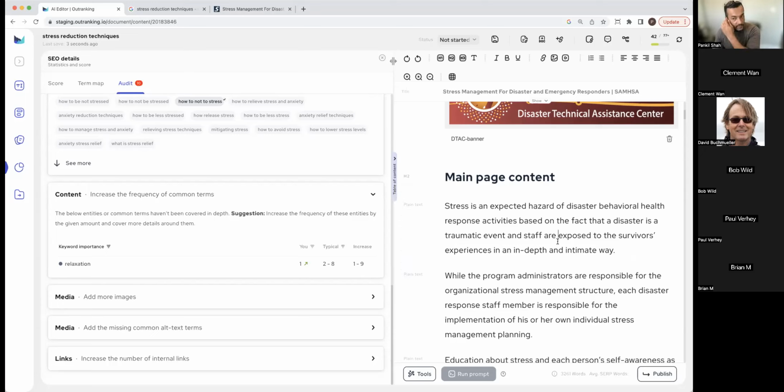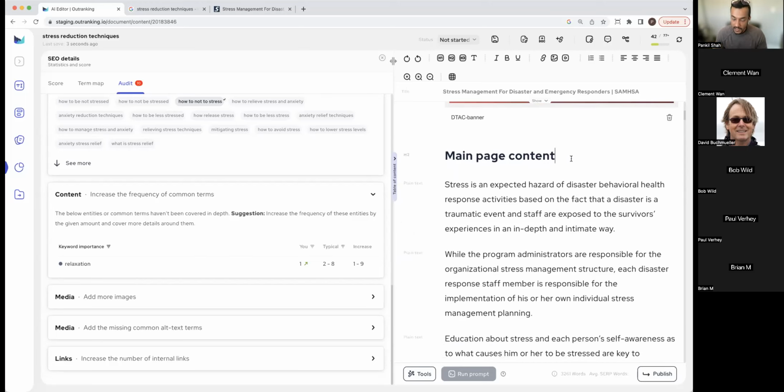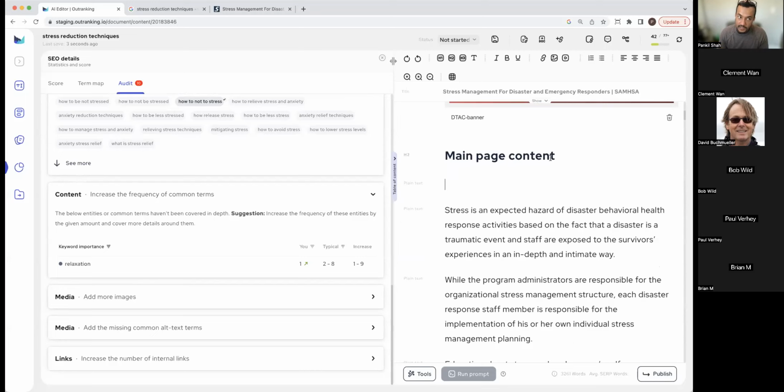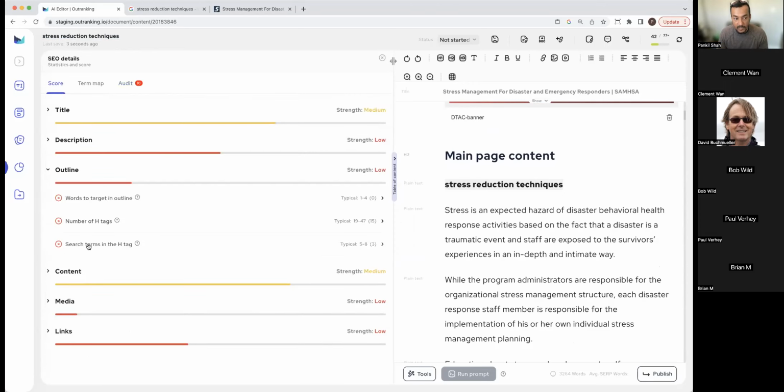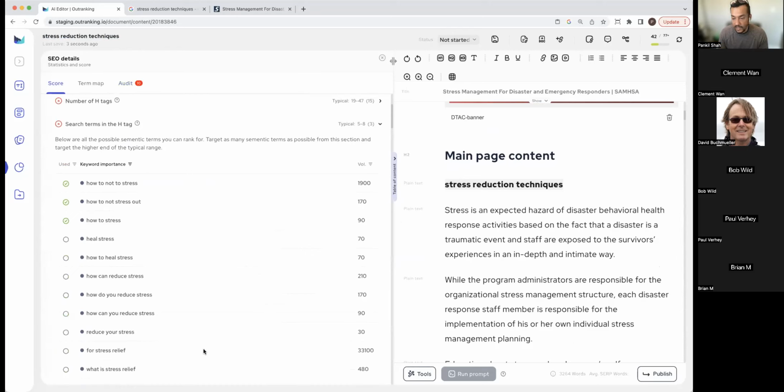So for everyone who wants to quickly understand how to optimize for featured snippets, you have to target the keyword that you're trying to optimize the featured snippet for. And it has to be a keyword that Outranking is suggesting in your search terms of H tags. You can't just have any keyword that you're trying to target, right? It has to be a keyword that you are supposed to be optimizing for.